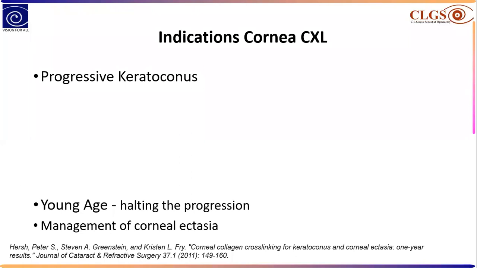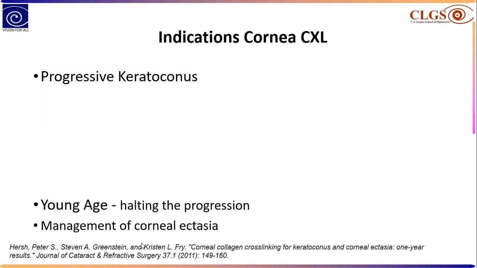Keratoconus, what is progressive? Even if the patient is an adult beyond 30 years of age, if the keratoconus is progressing, we have to go for CXL if the corneal thickness is 400 or more than 400 microns.